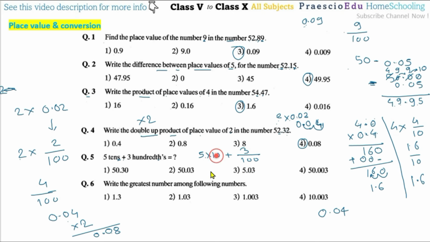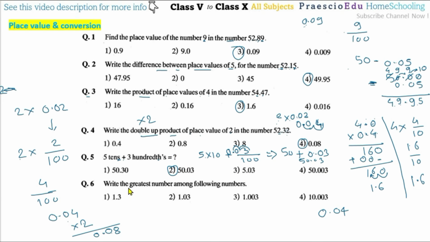Okay, so now 5 multiplied by 10 means this is 50, plus 3 divided by 100 means this is 0.03. Okay, it means we have to shift the decimal by 2 digits. So after 3, here 1 and 2, so here we have to maintain the 0, and before that, on the left side, we have to maintain the decimal point. So this is 0.03, which is the same here, 0.03. Now after this addition, 50.03, the answer is 50.03, and this is given in option number 2.